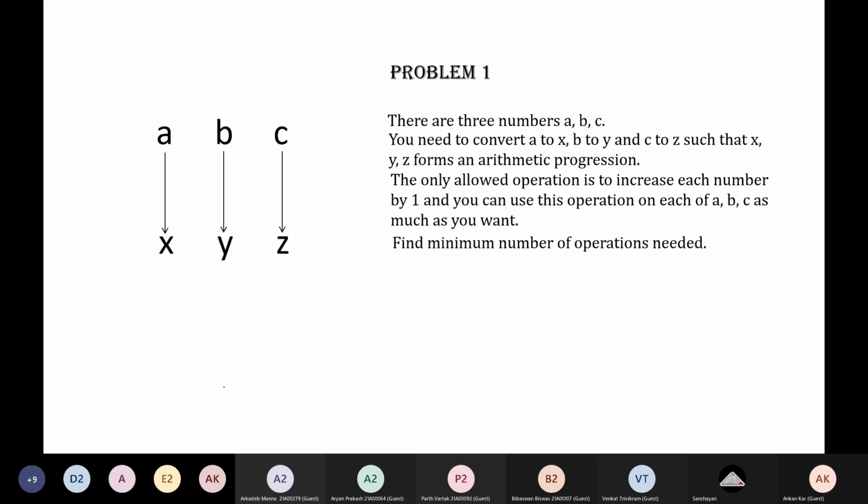For other cases, I think for AP the main idea is to make A plus C equal to 2B. For that, we can adjust it. We will take C constant, then adjust A in such a way that the sum becomes even, and then adjust the value of B. How can you say that will be the minimum number of operations needed?